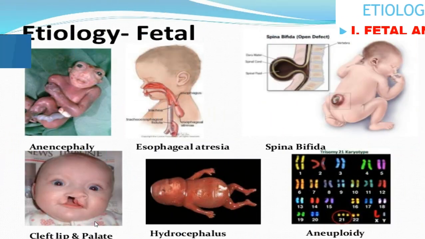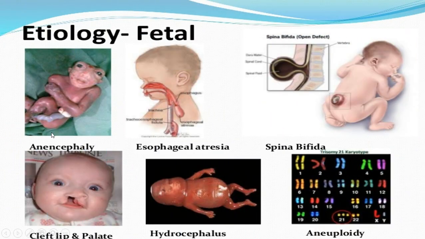You can see from this picture. This is the anencephaly. This is esophageal atresia, spina bifida, cleft lip or palate, and hydrocephalus. And you can see one missing here. That is aneuploidy.